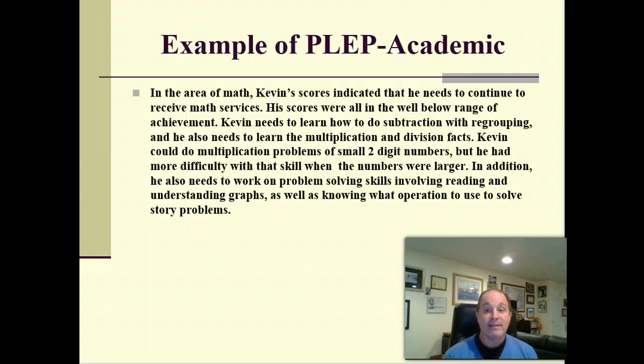Another present level of academic achievement under a PLEP. In the area of math, Kevin's scores indicated that he needs to continue to receive math services. His scores were all in the well below range of achievement. Kevin needs to learn how to do subtraction with regrouping, and he also needs to learn the multiplication and division facts. Kevin could do multiplication problems of small two-digit numbers, but he had more difficulty with that skill when the numbers were larger. In addition, he also needs to work on problem-solving skills involving reading and understanding graphs, as well as knowing what operation to use to solve story problems. So here's another example of Kevin's present levels of academic achievement under the PLEP in the area of math.